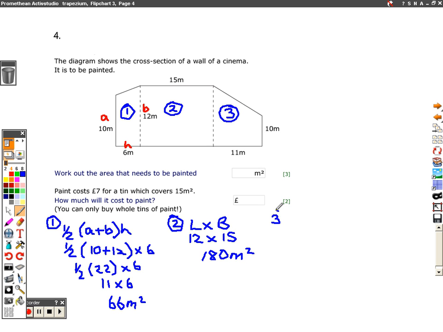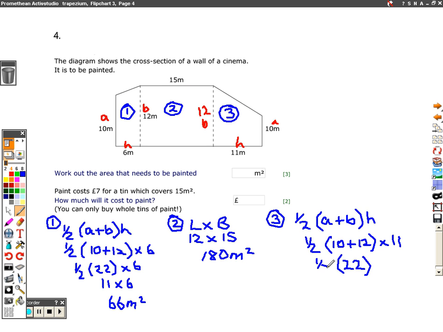Okay, part 3 then. Again, we've got a trapezium, and I would label A, B, and H. Now, this isn't labelled, but it's exactly the same length as the B over here, so that's going to be 12. So then, using the formula, half A plus B times by h. Your A value is 10, your B value is 12, but this time your height is 11. 10 add 12 gives you 22. Half times 22 times 11, so you're left with 11 times 11 to give you 121 metres squared.